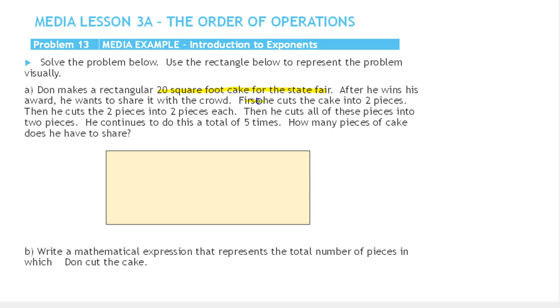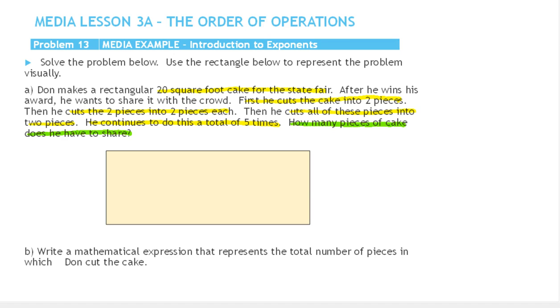First, he cuts the cake into 2 pieces. Then he cuts the 2 pieces into 2 pieces each. Then he cuts all of these pieces into 2 pieces. He continues to do this a total of 5 times. Now I see my question coming. How many pieces of cake does he have to share?